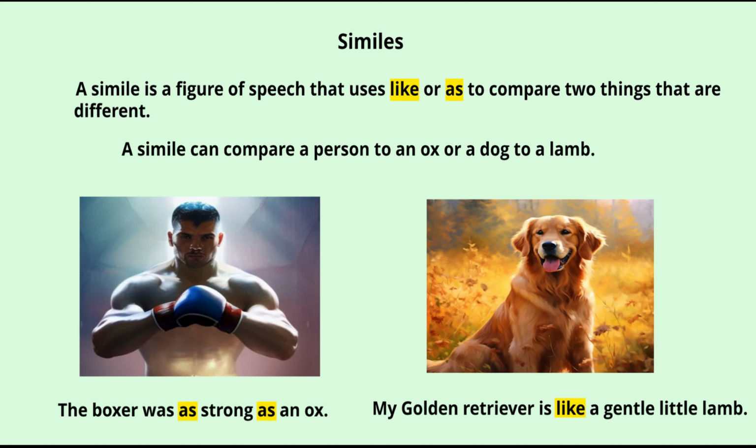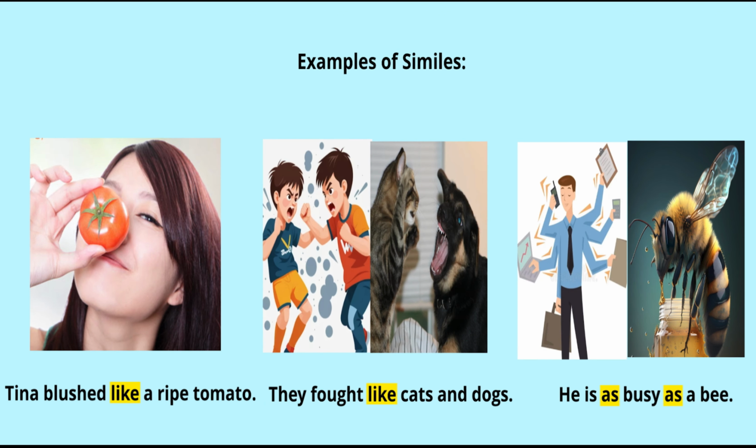In the second image, you can see a nice dog. My golden retriever is like a gentle little lamb. So you're comparing the golden retriever to a gentle little lamb. And there's a usage of like in the sentence. So this would be a simile. Let's take a look at some more examples of similes.